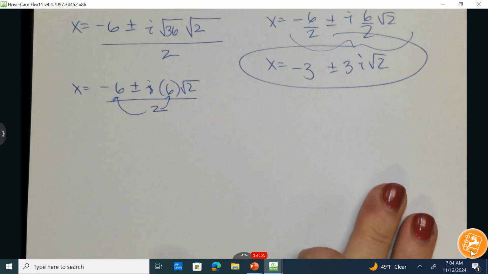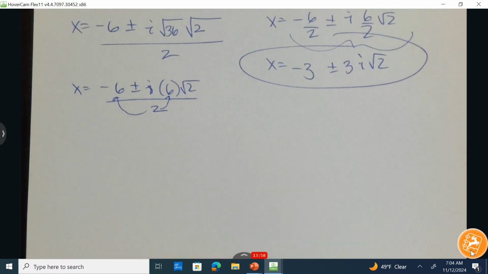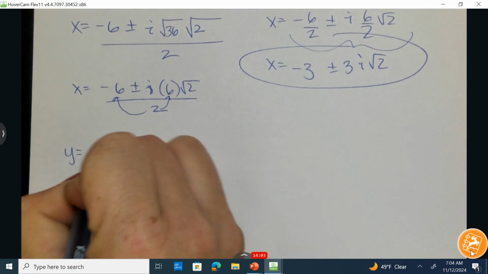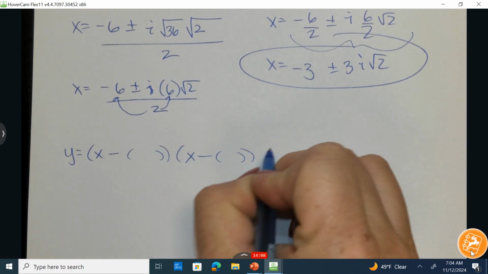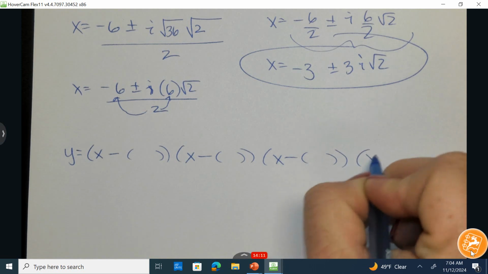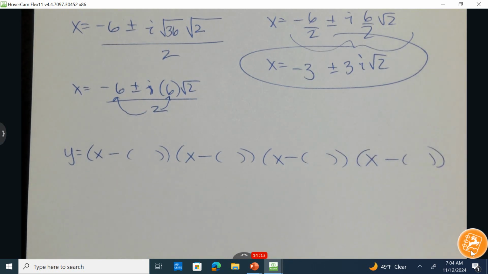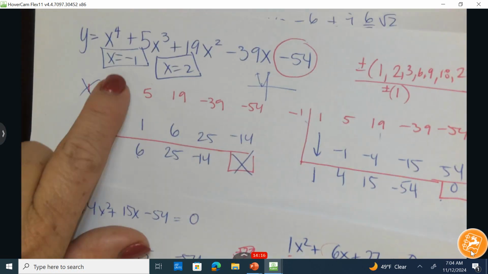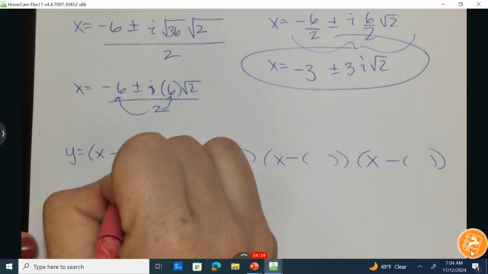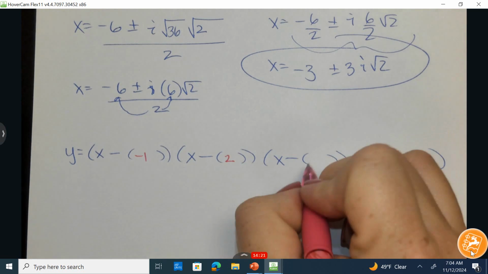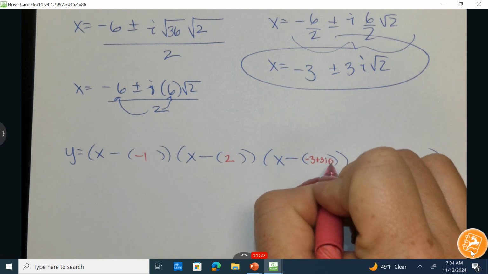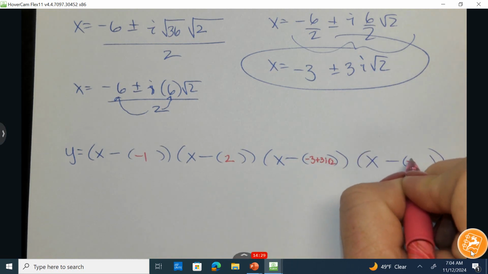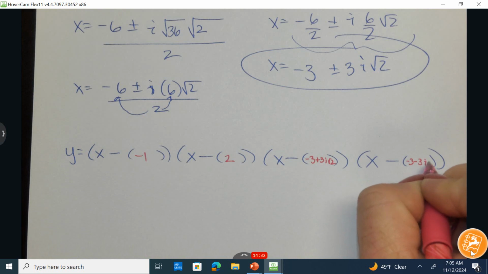We're asked to write our solutions as a product of linear factors. So I'm going to start by writing y equals, and to get started I'm just going to set everything up like this. And then I'm going to drop in both the real and the imaginary portions. So I'm going to drop in a -2 and a -1 and a +2. And this is going to take a little more time here. So 3 plus 3i square roots of 2 and -3 minus 3i square roots of 2.